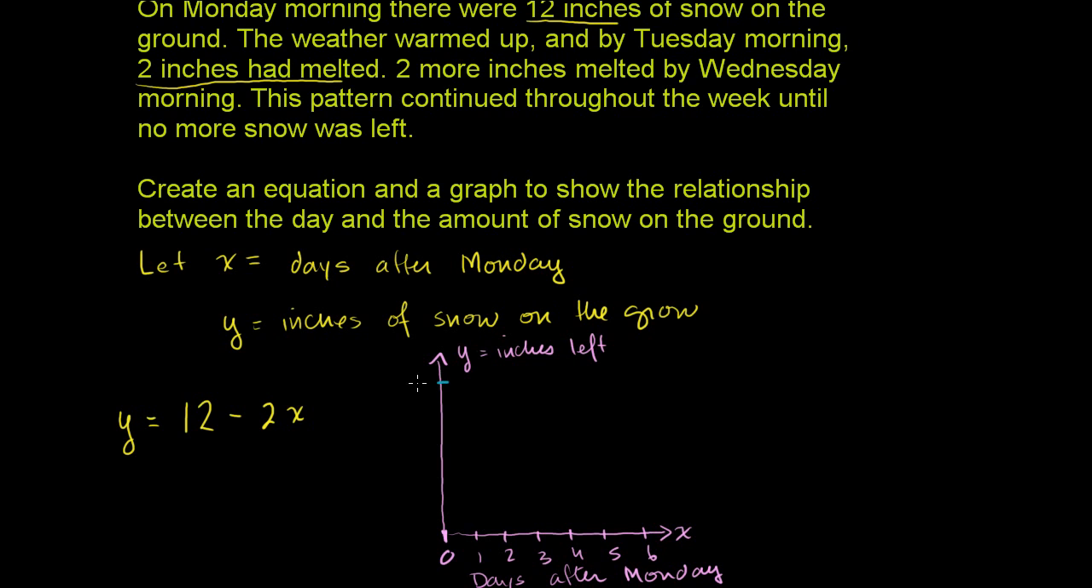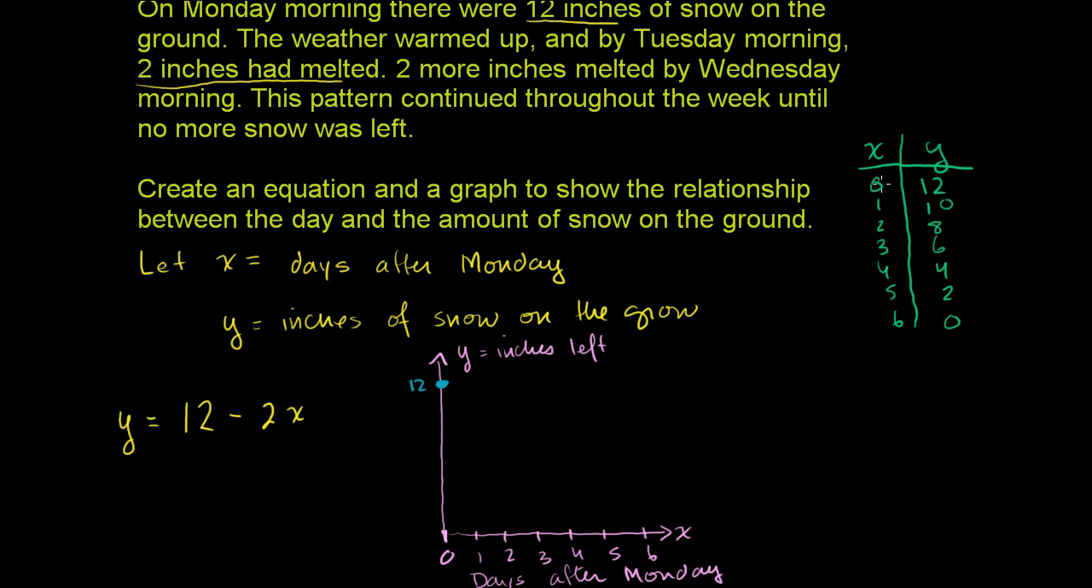So I'll do it up here. So we have 12 inches on the ground right there. And actually, I could do a table if you like. Let me draw this. So if we do x and y, this is the days after Monday. So 0, 1, 2, 3, 4, 5, 6. And then on the first day, we have 12 inches on Monday, 0 days after Monday. Then we lose 2 inches each day. On day 1, we have 10. Day 2, 8, 6, 4, 2, 0.